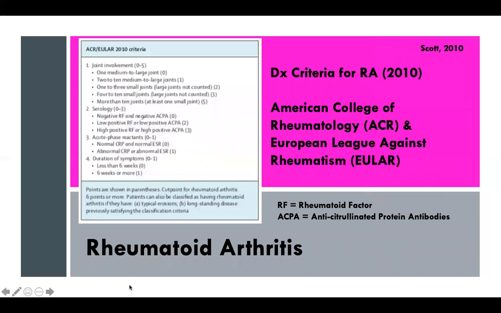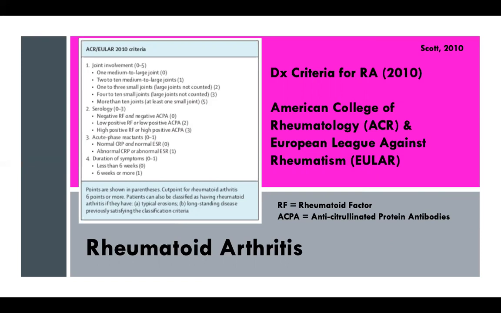The diagnostic criteria for RA, this is the 2010 diagnostic criteria from the American College of Rheumatology. As we can see, there are four main components with which patients are rated, and a higher score is indicative of a likely diagnosis of RA. So joint involvement: as more joints are involved, likelihood goes up. Serology, or blood testing: as these autoimmune antibodies are present, RA becomes more likely. Acute phase reactions refer to these global markers of a systemic inflammatory response. If those are present, it's more likely.